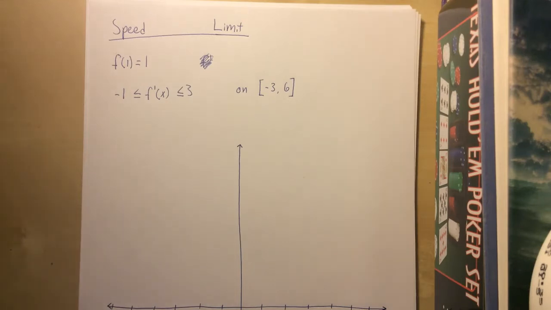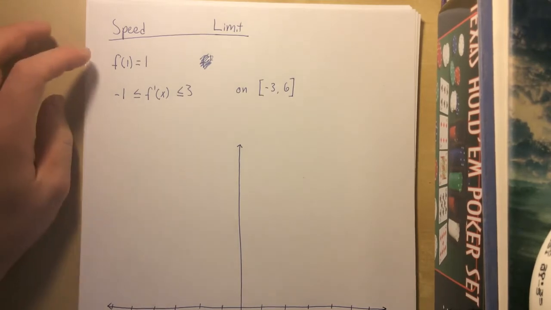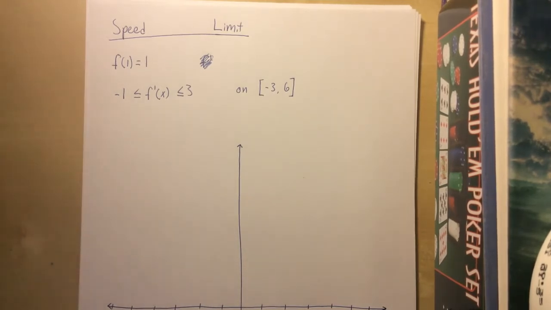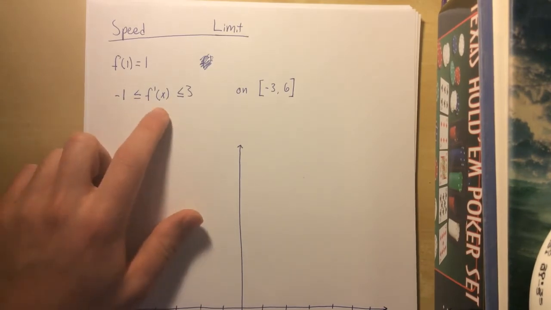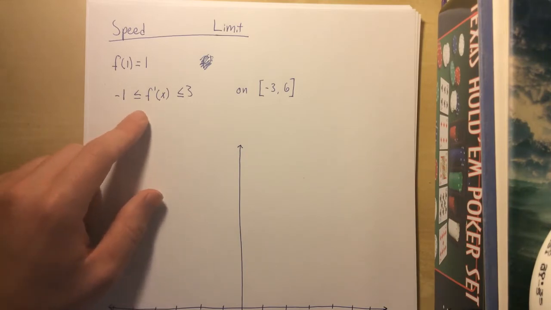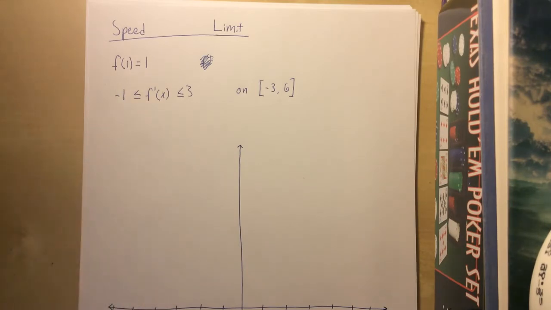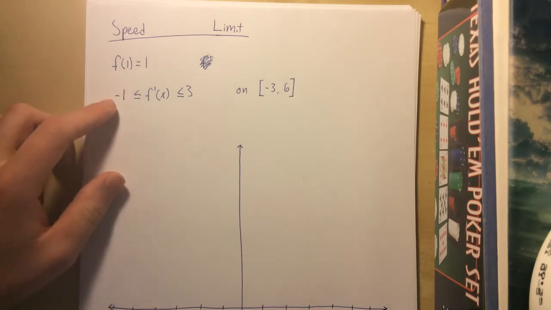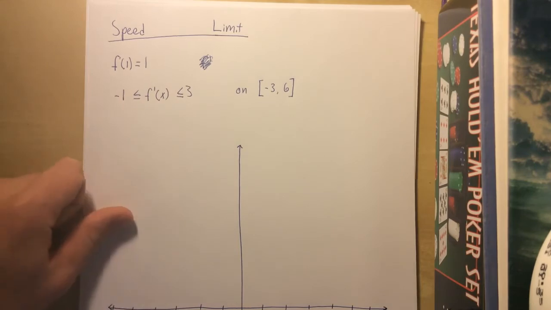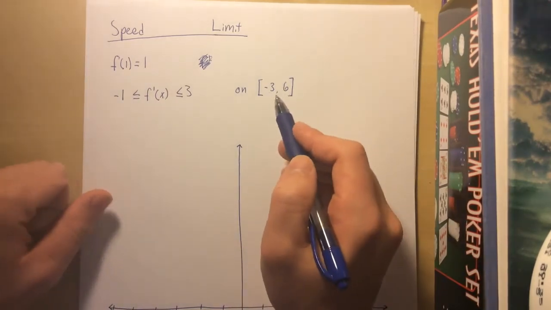Now let's talk about speed limit. Speed limit is a type of question where you're usually given a point on the function. We're starting with the function f of x, and we're given the derivative f prime of x. We're limiting it so that it is always greater than -1 and always less than 3 on the interval from -3 to 6.